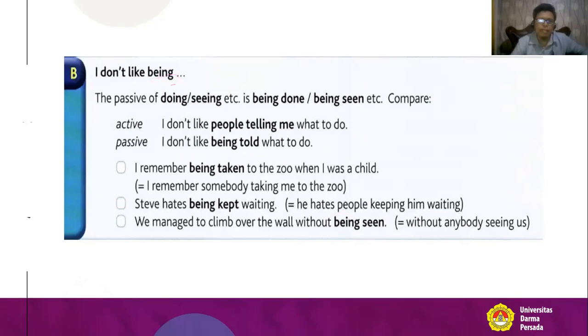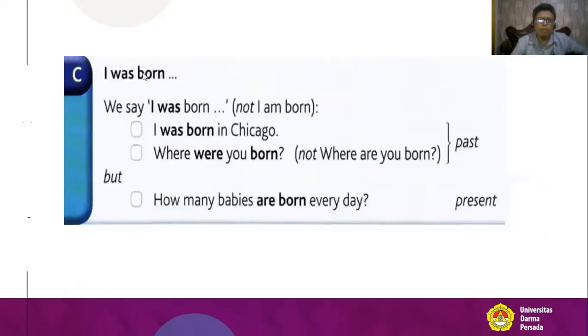Okay, next. The passive with was born, when we want to show the birth. Let's say I was born. You don't say I am born, but you say I was born. We say I was born, not I am born. I was born in Chicago. So everybody say was born. Where were you born? Were born. Not where are you born?